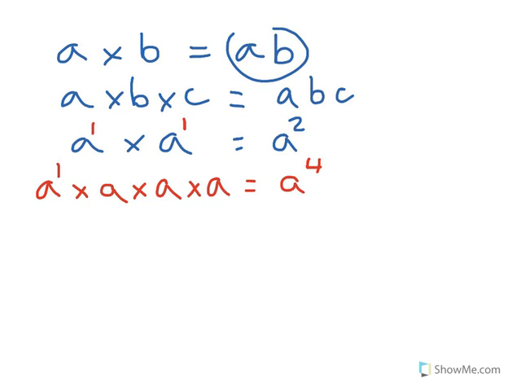Now what's actually happening here is you're just adding these little powers. So one more, a squared times a cubed could be written as a, add the powers together, to the power of 5.